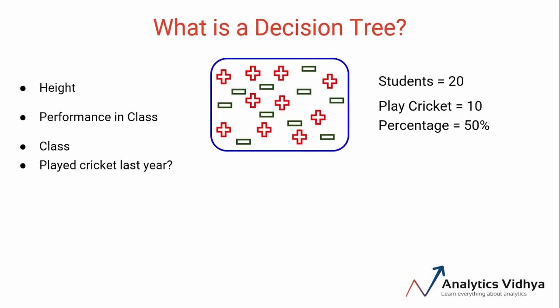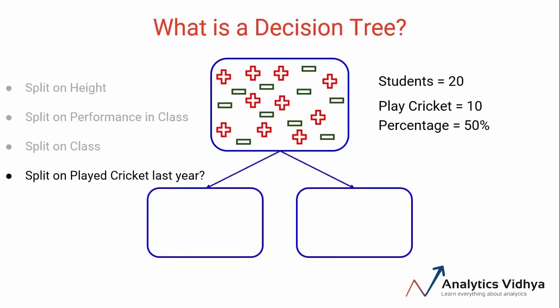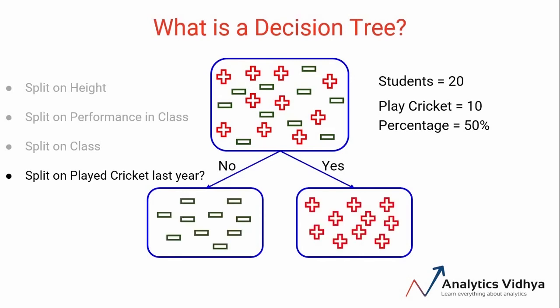Consider we have one more feature of the students which tells whether the student played cricket last year or not. Now let's say we split the entire data based on this feature. As you might have guessed, there will be two categories, yes and no. Generally, students who played cricket last year have higher chances of playing cricket this year as well, and hence after the split we get this distribution. You can see it has separated all the positives from all the negatives.